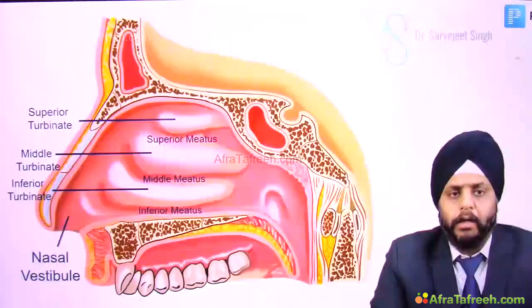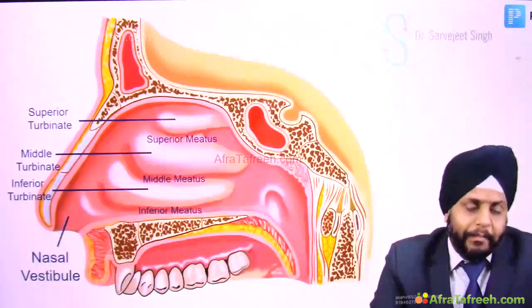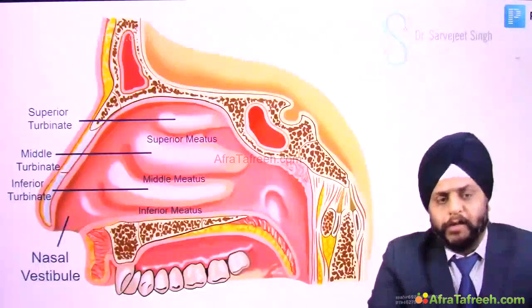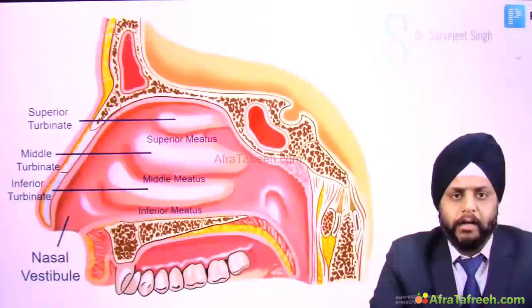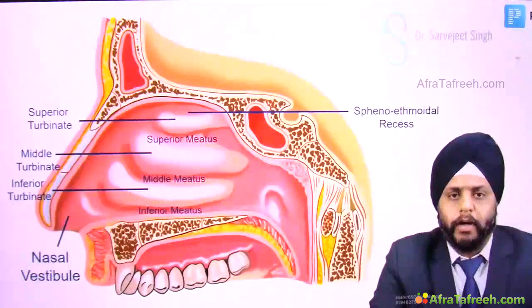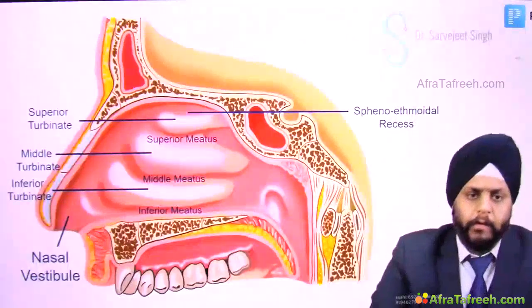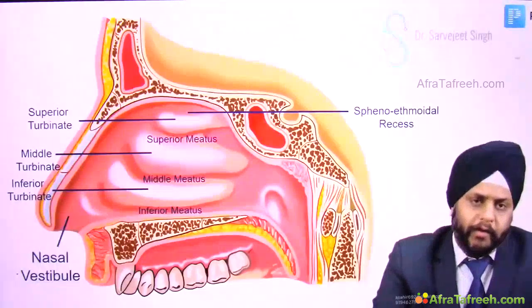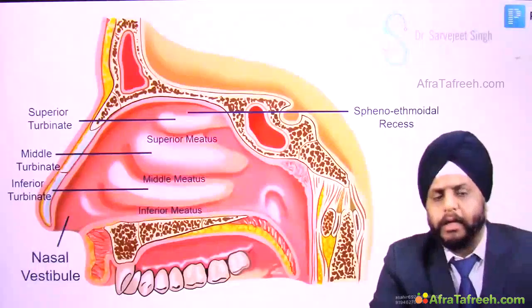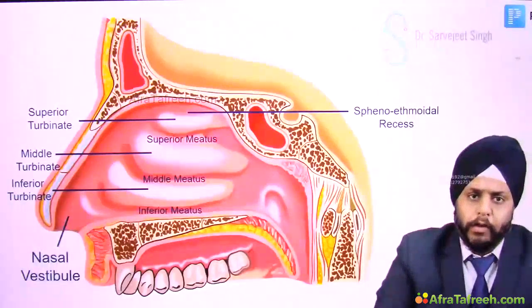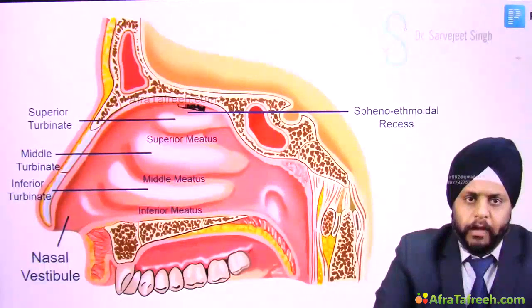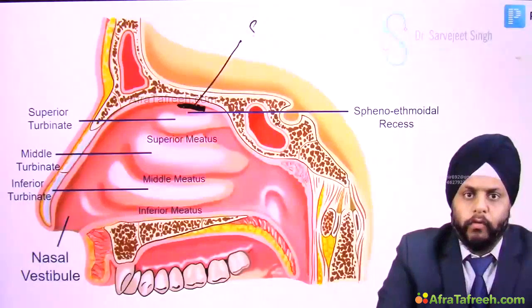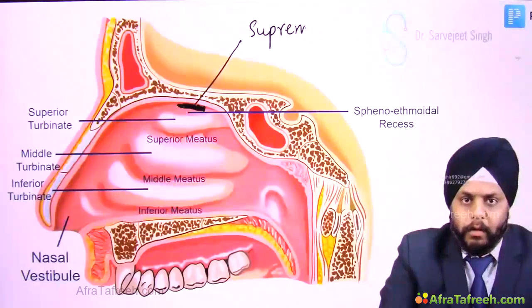Right? Okay. Now remember, there is some space above the superior turbinate. This space above the superior turbinate is known as the sphenoethmoidal recess. All right. Now just remember that sometimes other than these, we may also have a fourth turbinate above the superior turbinate, and then we call this turbinate the supreme turbinate.